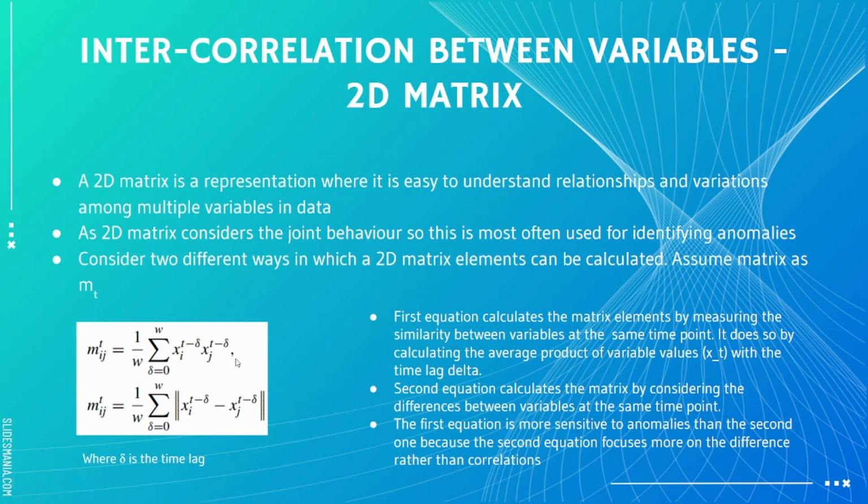Now, what's the difference between these two equations? The first equation calculates the matrix elements by measuring the similarity between variables at the same time point. It does so by calculating the average product of the variable values with the time lag delta. The second equation calculates the matrix by considering the differences between variables at the same time point. The first equation is more sensitive to anomalies than the second one because the second equation focuses more on the differences rather than the correlations.